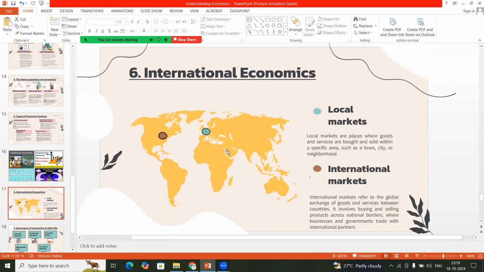Next, we're coming to international economics. Now we are setting ourselves free, getting knowledge of international economics. We are not only concentrated on local markets. We are going beyond local markets. That is, we can export our commodities to other nations, to foreign nations, beyond our boundaries. International markets refer to the global exchange of goods and services between countries. It involves buying and selling products across national borders, where businesses and governments trade with international partners.